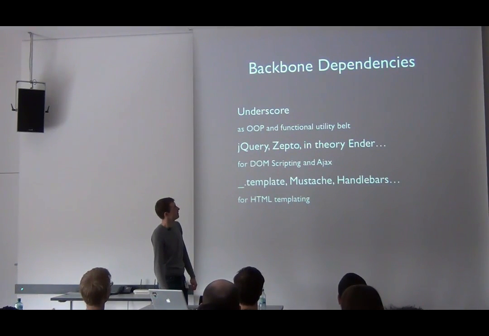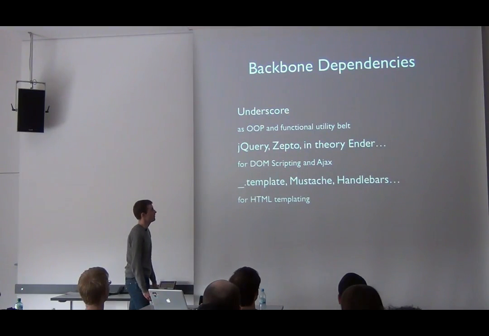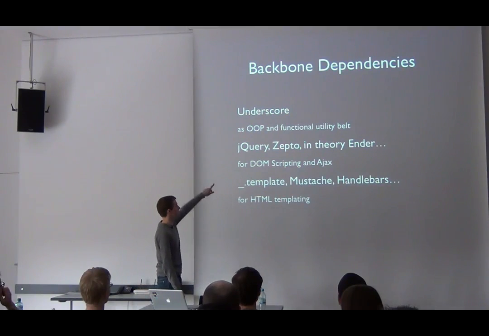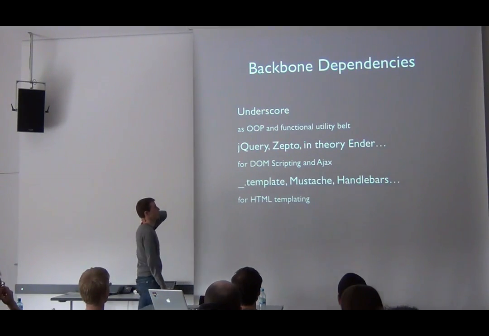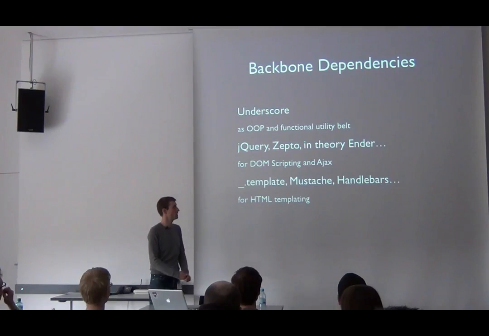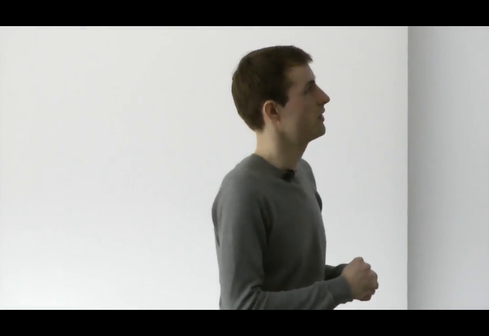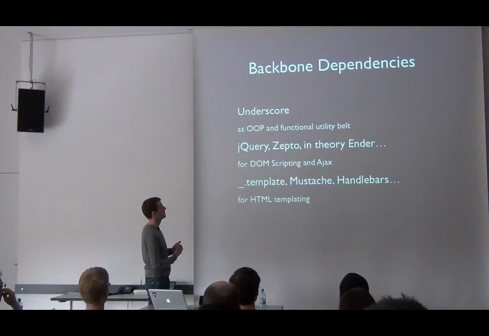Before I explain the different parts of Backbone, there are some dependencies. Of course, Backbone needs some kind of DOM library. Normally this is jQuery, but you can also choose Zepto, for example, on mobile, or in theory you could use libraries like Ender, which is, I think, Bonzo. So you might choose the DOM scripting and Ajax library you would like to use, but most Backbone applications use either jQuery or Zepto.